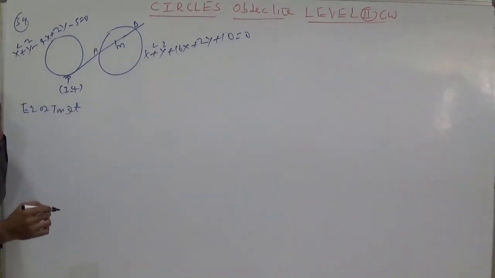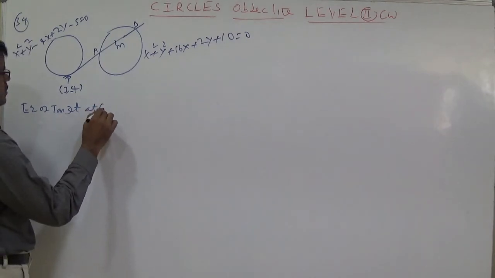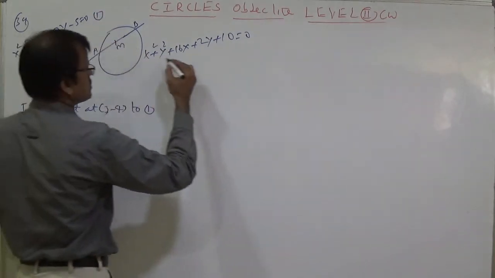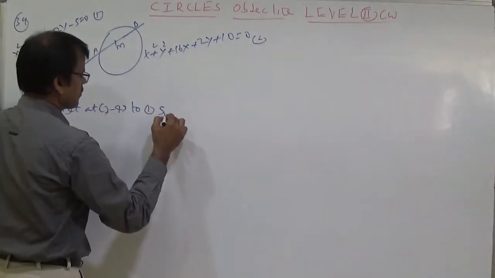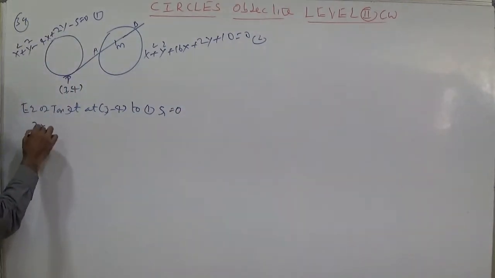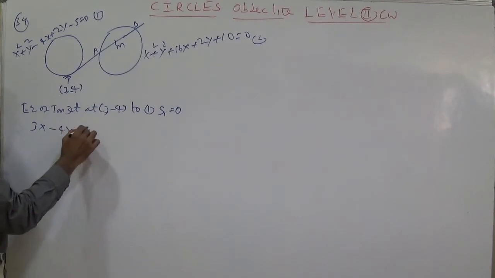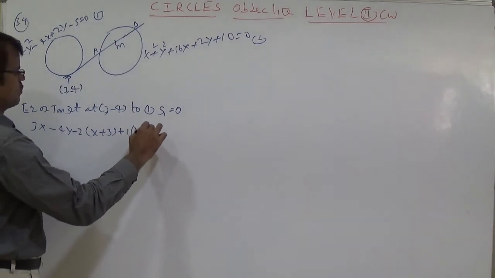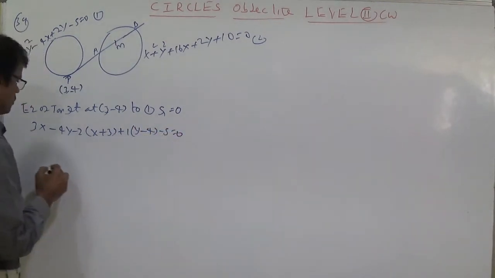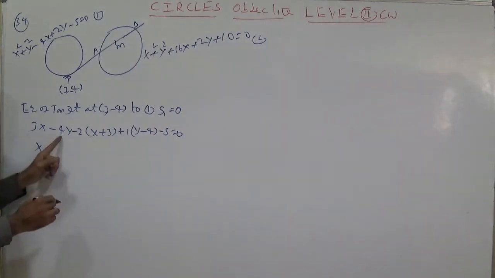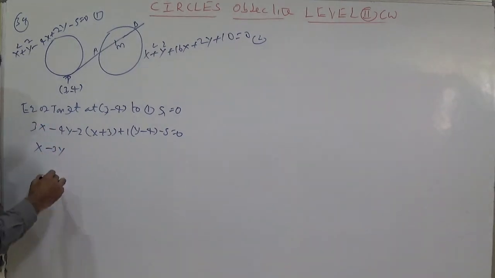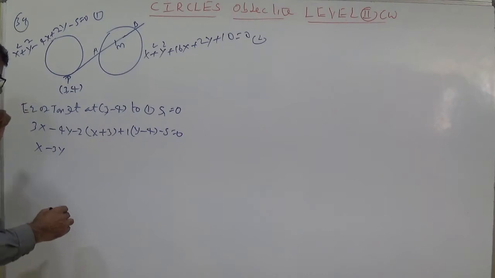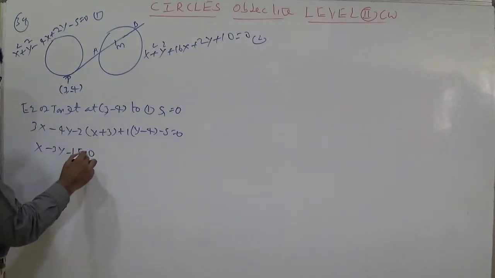Equation of tangent at (3, -4) to the first circle, you write this as 1, and this is 2, the second circle. Using the formula S1 = 0, you can write here 3x - 4y - 2(x + 3) + 1(y - 4) - 5 = 0. So here 3x - 2x, you can write x - 4y + 5. This is -3y - 6 - 4 - 5. This is -15 equal to 0.